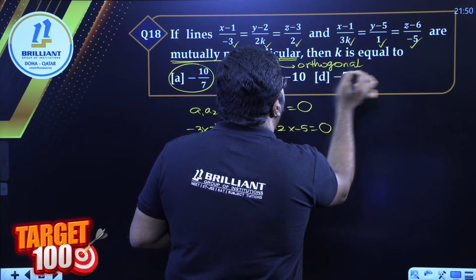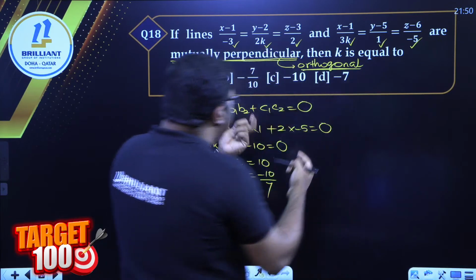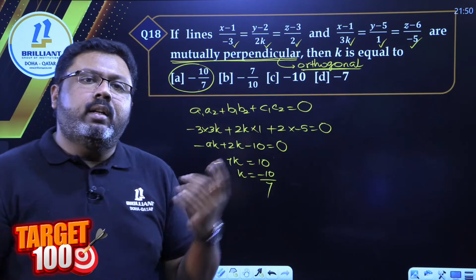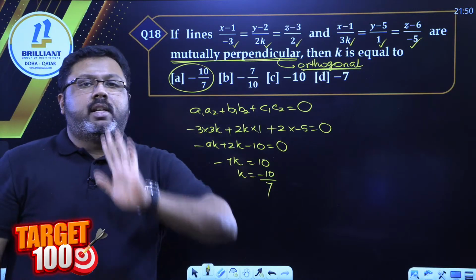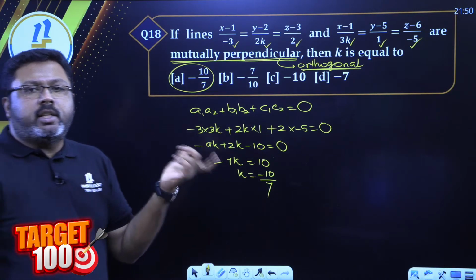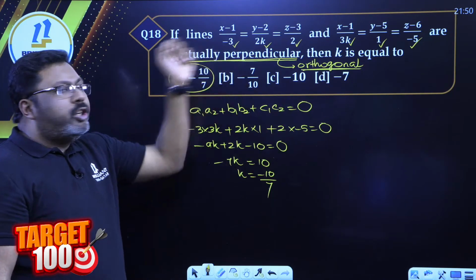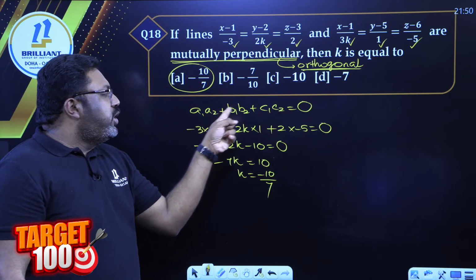Mutually perpendicular, or they could use another word as well, orthogonal. I said this already in vectors. This same condition was used in the vectors discussion also. Please learn it. Very good question, even for assertion reasoning. They could ask you the condition to become perpendicular lines. Take the direction ratios, multiply the direction ratios and add them.